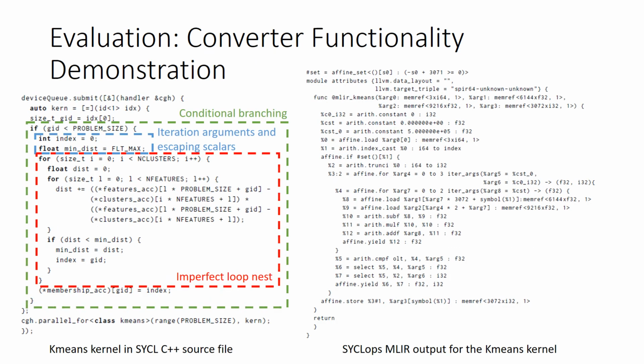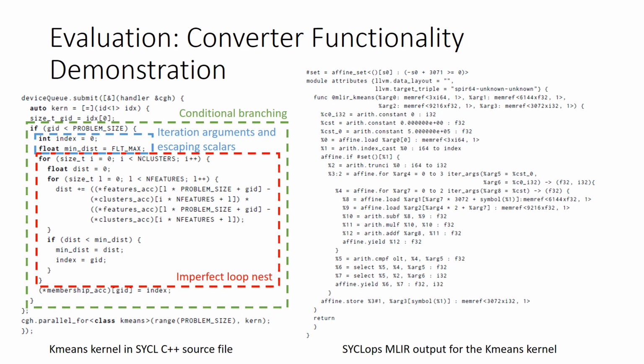And finally, to stress test this SYCLops converter, we demonstrate SYCLops converting a k-means kernel into MLIR. We consider this to be a stress test due to three difficult code patterns that appear in this kernel. Shown in green is conditional branching. What we notice is an if statement that the execution either takes or returns from the kernel. And as we can see, an affine if is generated on the right, with the proper affine set to represent the conditional.